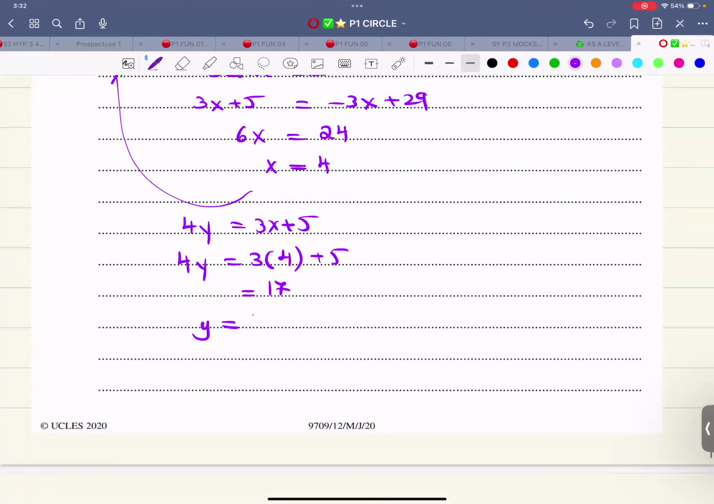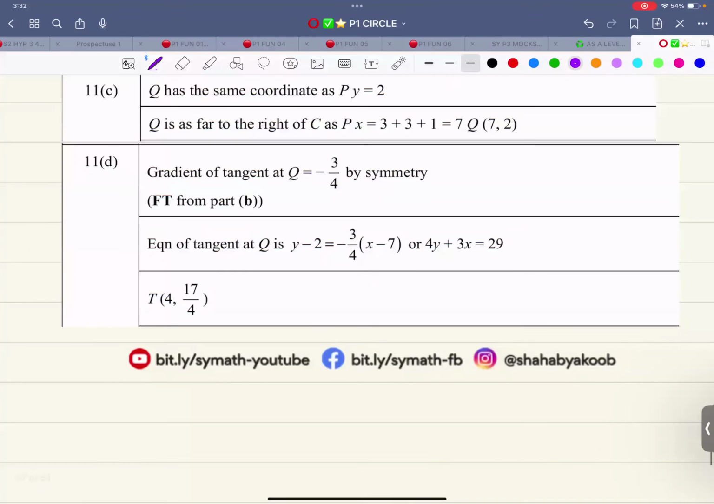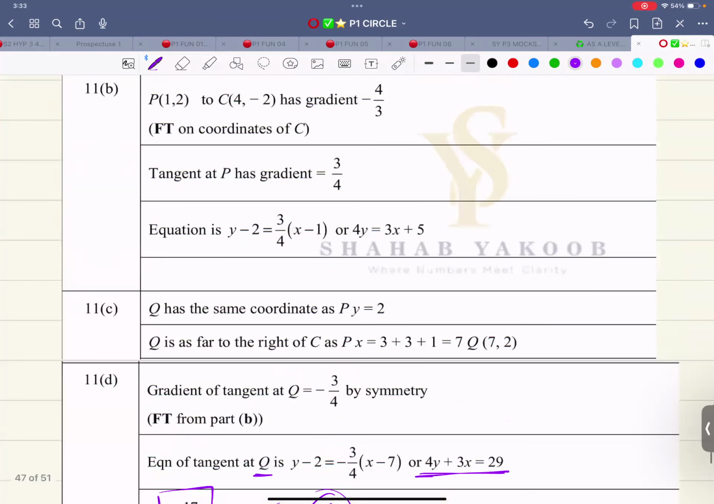So y is 17 over 4. Expect strange answers also. So therefore, the coordinate of T is 4, comma 17/4. No harm in rechecking. That is the equation of tangent at Q, which is right over here, 4, comma 17/4. And that is all perfect.